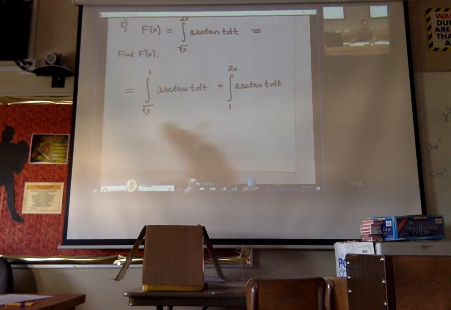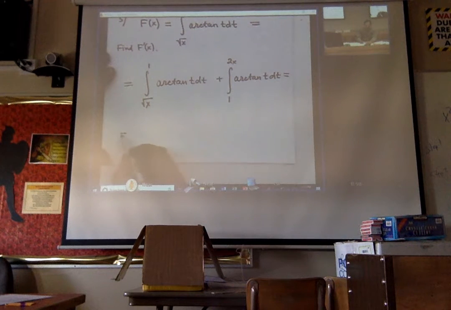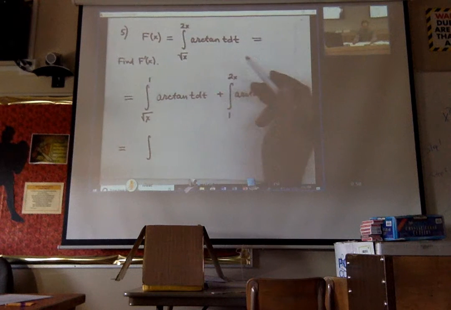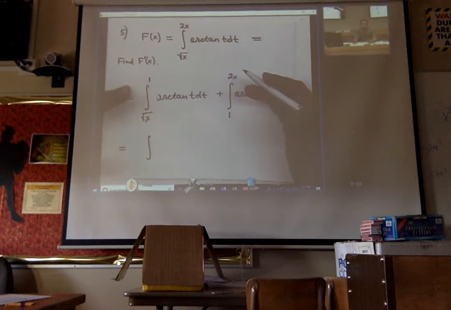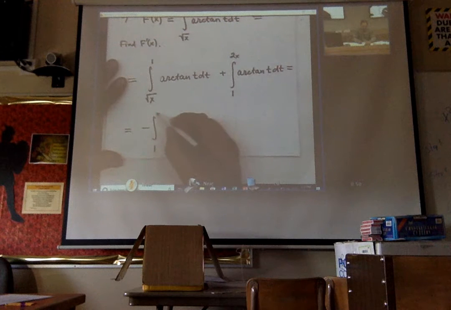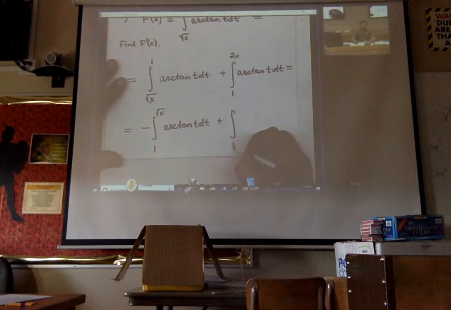So now, what else do I have to fix? Right, the first one has to be flipped like we had before, so we'll still continue with this. Just in case you felt like you got lost, we had to split the integral because it doesn't fit into the theorem. When we do this, we pick a number, and it really doesn't make a difference what number we pick. We put 1. Then also, we have to flip the upper and lower limits in the first integral, again because of the problem with the theorem. So this will be negative integral from 1 to square root of x of arctangent of t dt, plus integral from 1 to 2x of arctangent of t dt.